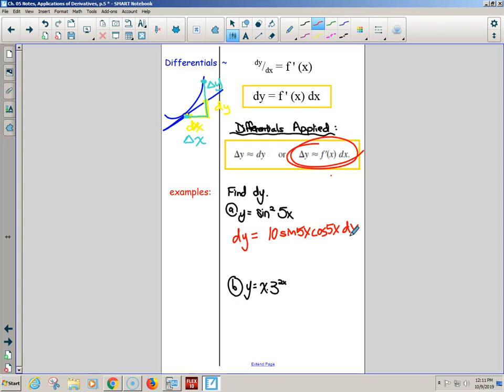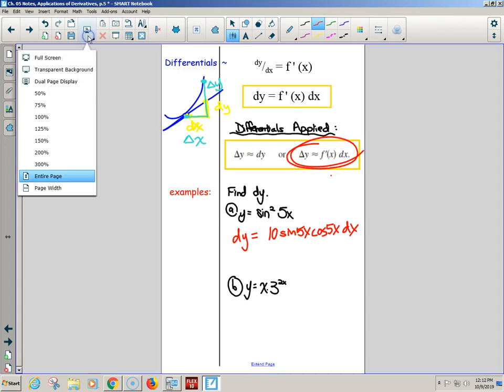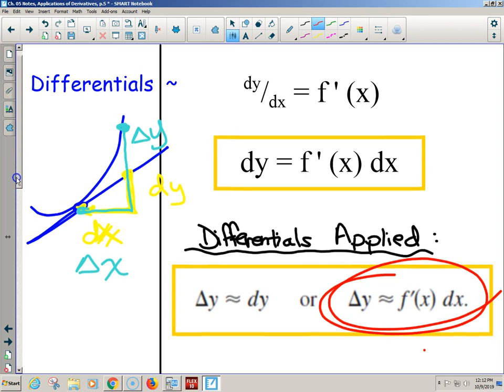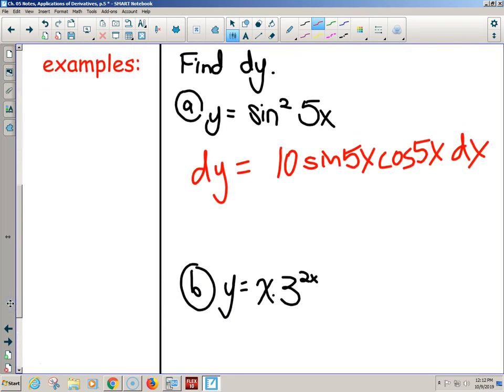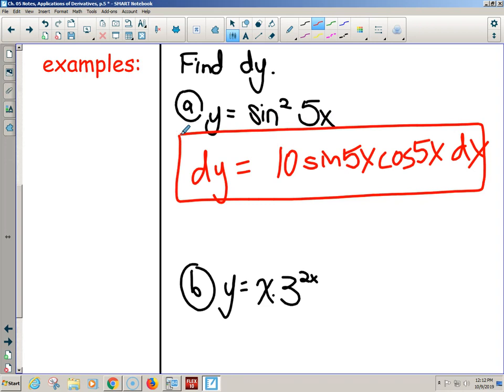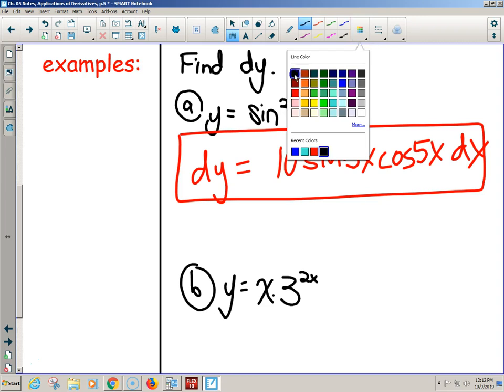So 3 to the 2x. Is this close? Are you going to beat me on this one? I'm not so sure. Oh, for this one? Well, I made it look kind of nice.